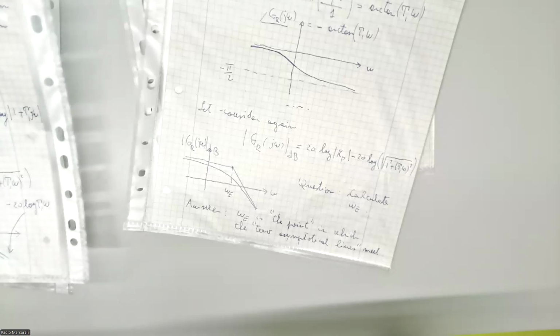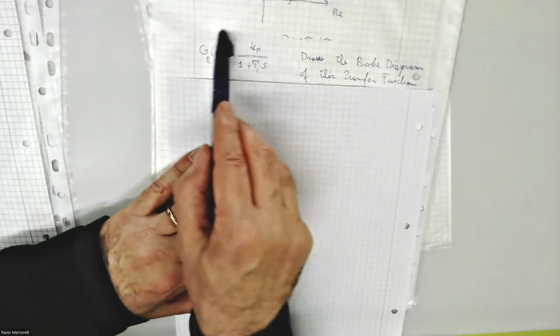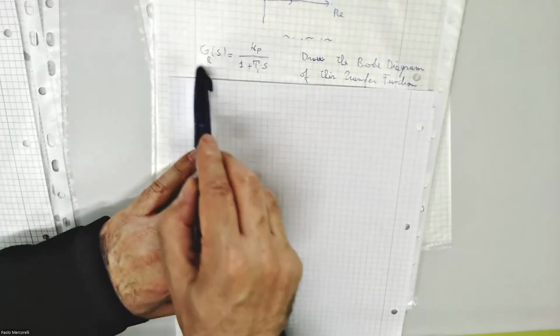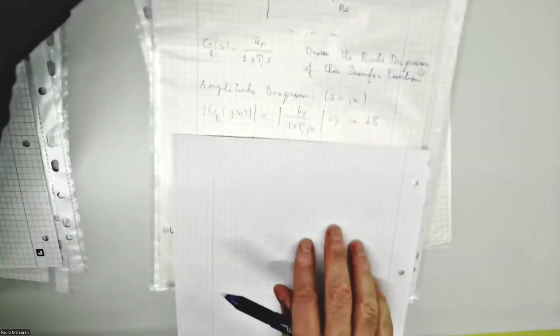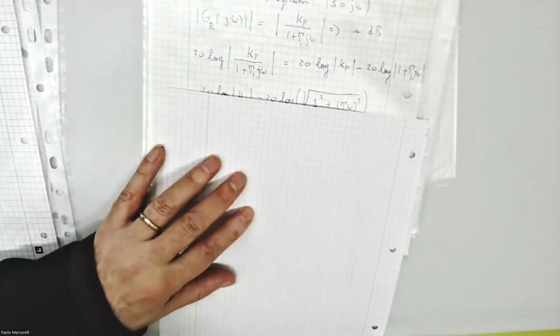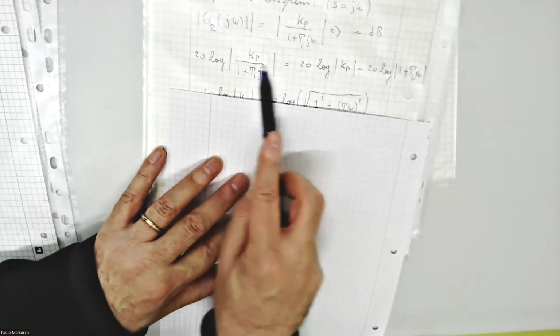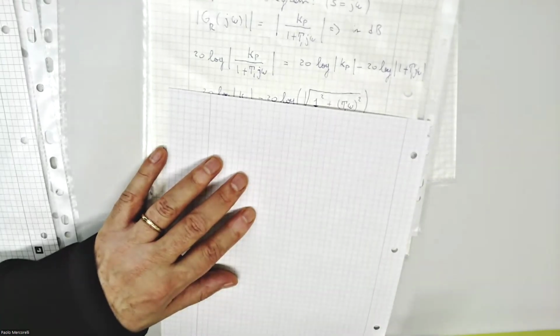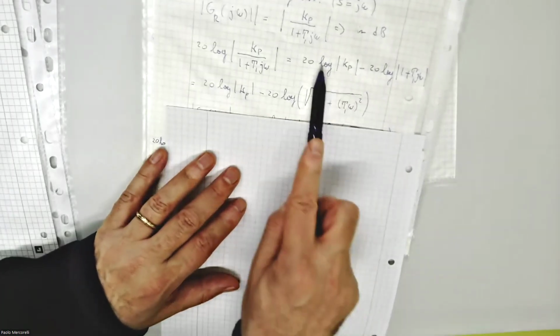Now the idea is this one. Look, the magnitude, very quickly. How can we calculate the logarithm of this? How can I calculate this? Okay, I can split it in this form. Come on, you can see. You can split it in this form.